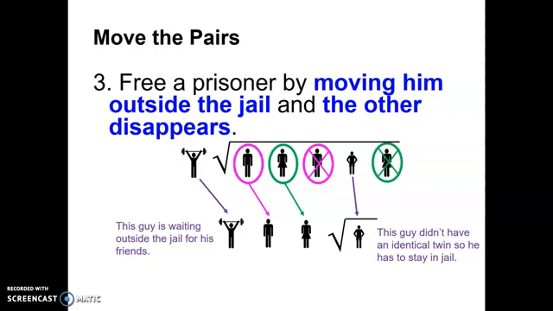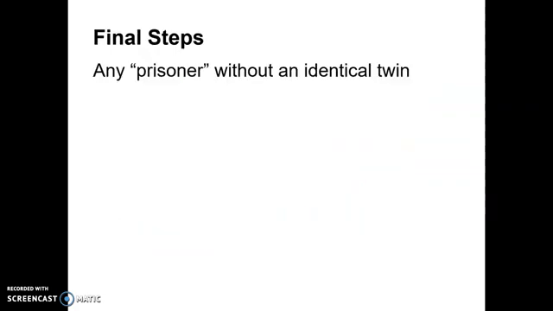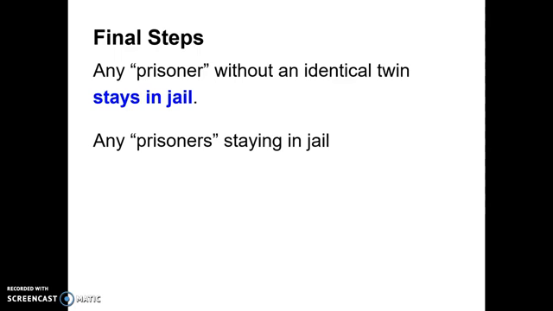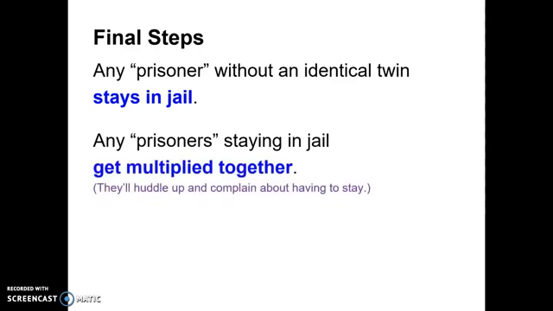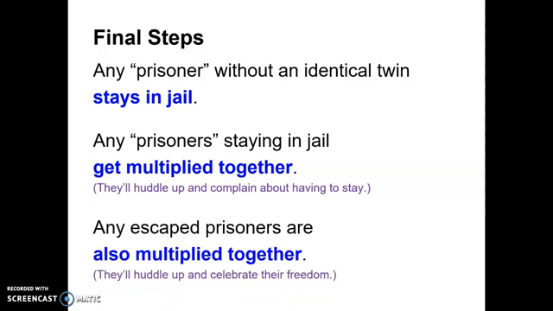To finish up, any prisoner without an identical twin has to stay in jail. Any prisoners that are staying in jail get multiplied together. Think about it like they're going to huddle up and complain that they had to stay. And anybody that's been freed is also going to multiply together. They're going to get together and celebrate that they're out, right?